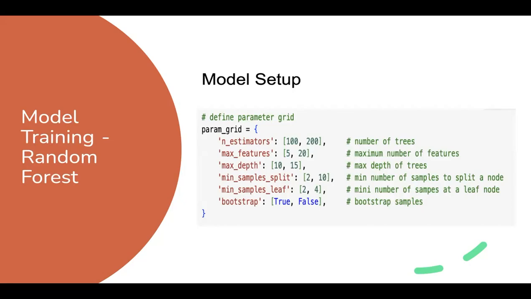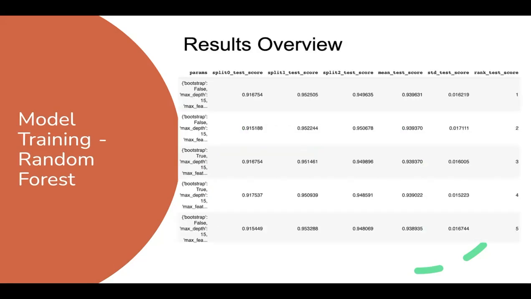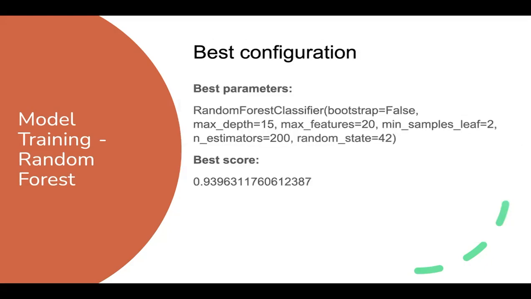So we started by setting up a parameter grid for the random forest classifier and testing combinations of hyperparameters such as number of trees, maximum number of features, minimum number of samples to split a node, minimum number of samples at a leaf node, and so on. We use threefold cross validation to explore the hyperparameter space. After fitting the model to the training data, we can see how each configuration performs and find the most effective configuration.